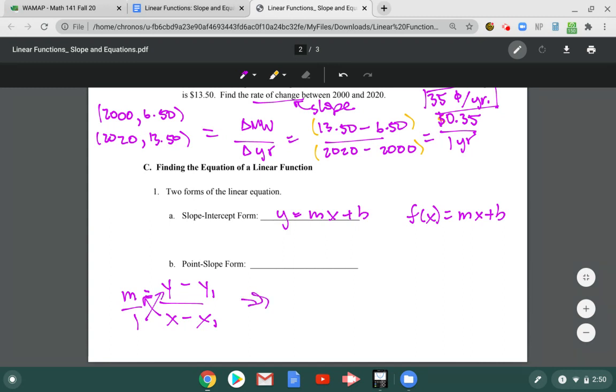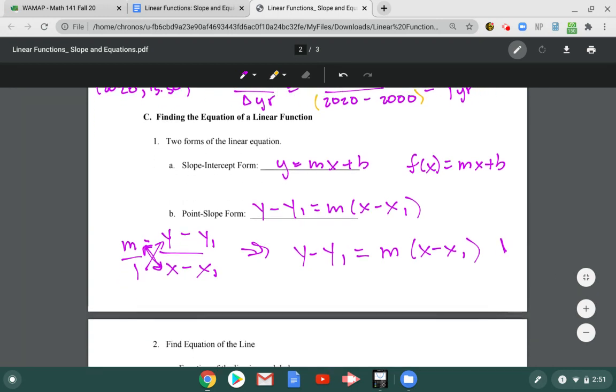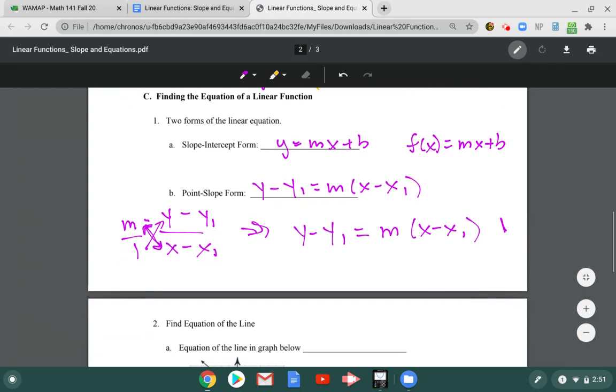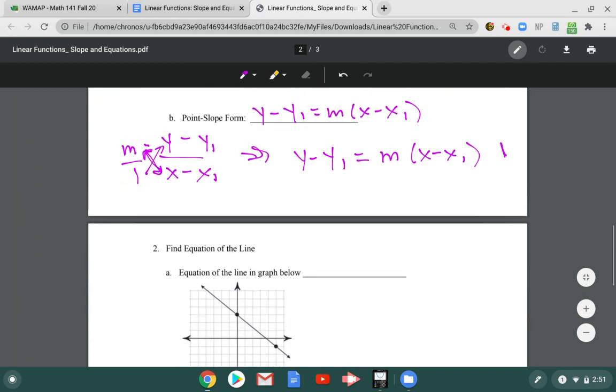So when I cross multiply the difference in y's times 1, I get y minus y1 is equal to, and then I'm going to do m times the difference in the x's, m times (x minus x1). So this gives me the point slope form. I want you to know both because they're just more helpful at different times depending on the given information.